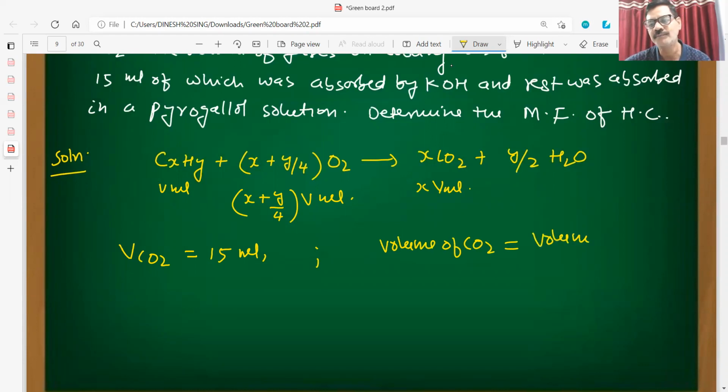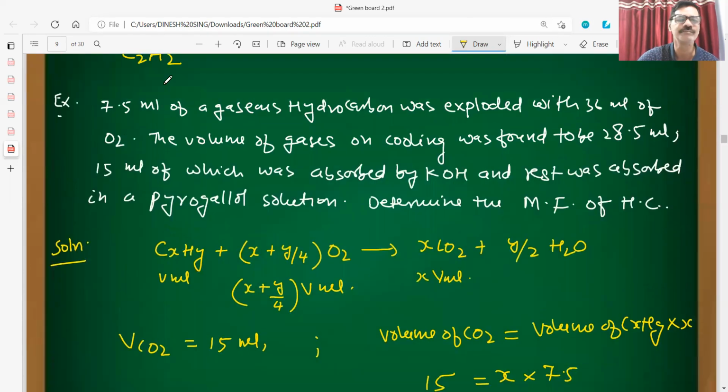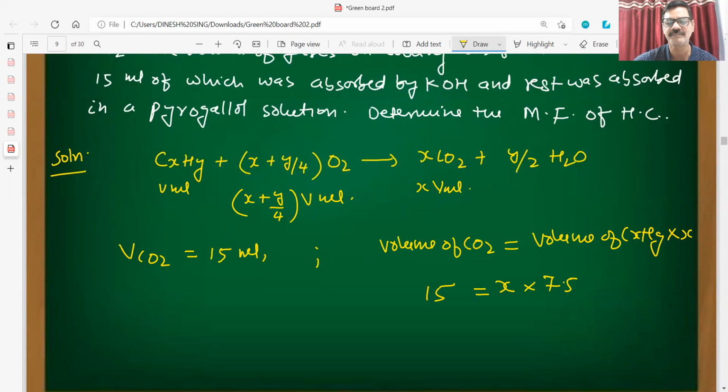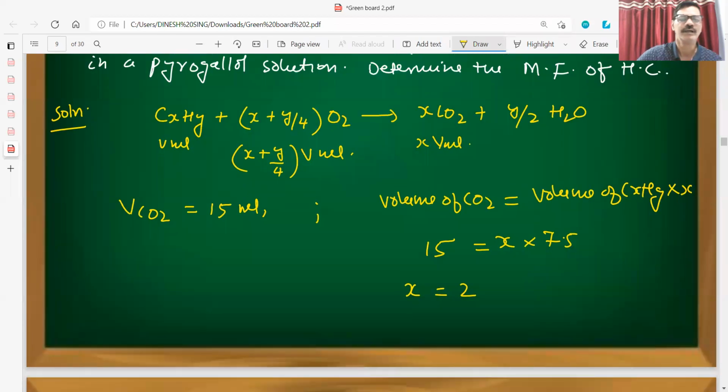Volume of CxHy into x times. So this volume is given as 15 ml. This is x into 7.5, where 7.5 ml is the given initial volume of hydrocarbon. So from here we will get the value of x. That is, the value of x will be 15 divided by 7.5, which is 2. I think it is clear to everybody.